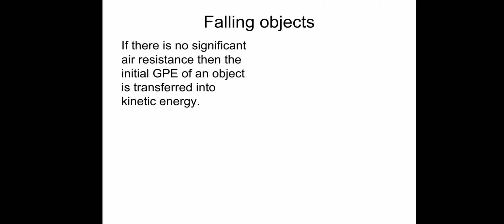Falling objects. It's very important to know at this stage that if there is no significant air resistance, then the initial GPE of an object will be transferred into kinetic energy. In real life, we know that obviously there's air resistance, so some of the gravitational potential energy will be converted into heat and maybe sound. But when we're doing modelling, most of the time we can assume, if the distances aren't very large, that the GPE is all converted into kinetic energy.